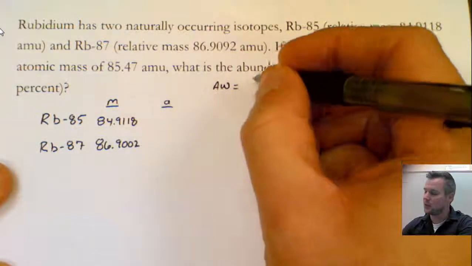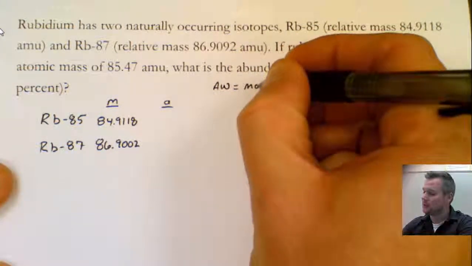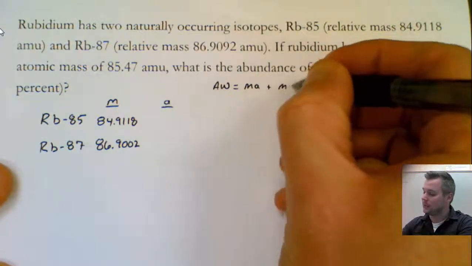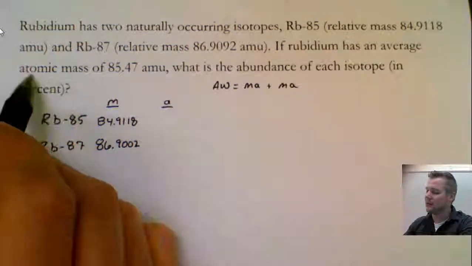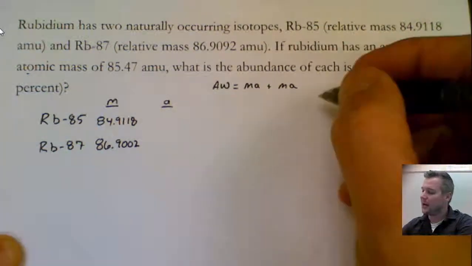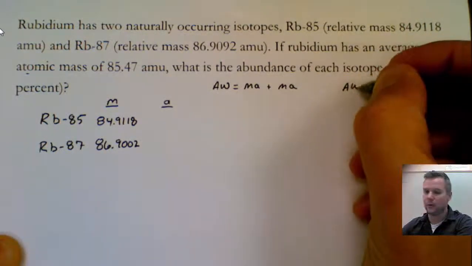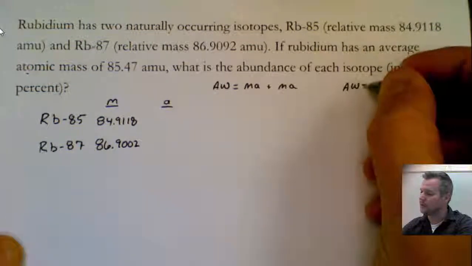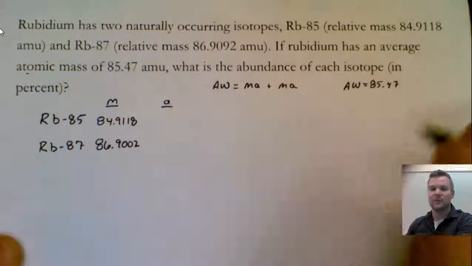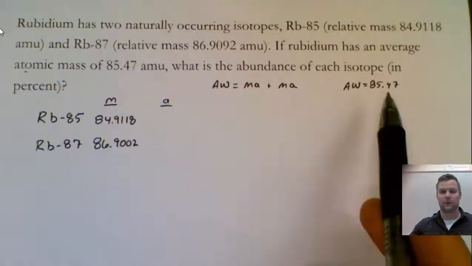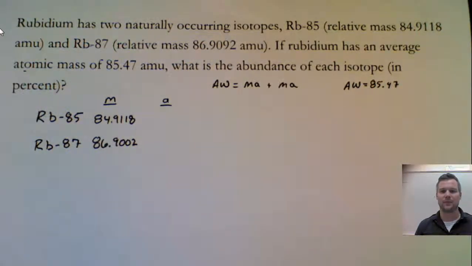because we're going to use the same formula that we used before. Atomic weight is equal to mass times abundance plus mass times abundance. The atomic weight, it's told to us as an atomic mass, but that's the same as the atomic weight. So AW in this case happens to be 85.47. If you weren't provided with this 85.47, you would look it up on your periodic table and you would use the average atomic mass at the bottom of your periodic table square.